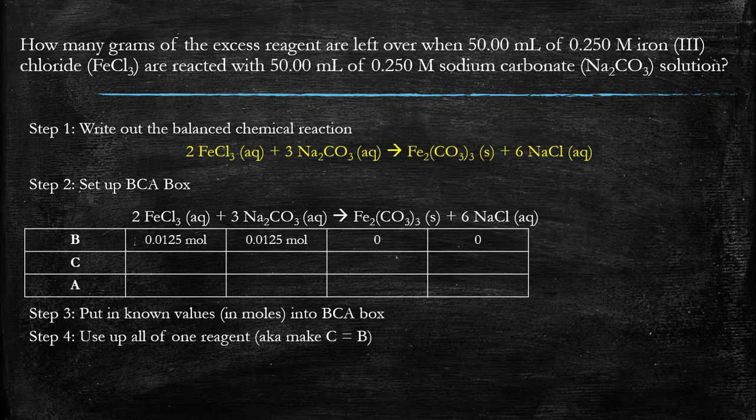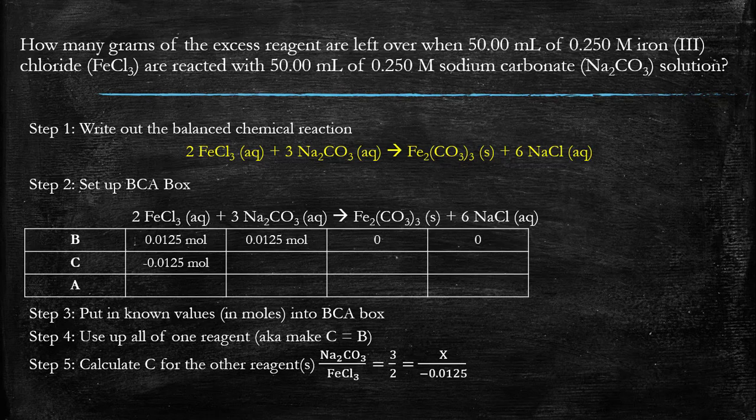Now we're going to use up all of one reagent. Doesn't matter which one. I typically pick the first one in the equation. So I'm going to use up 0.0125 moles of the iron 3 chloride. Now all the values that I'm going to plug in now for C are based on stoichiometry. C is the only stoichiometric line. So I'm going to calculate that value.